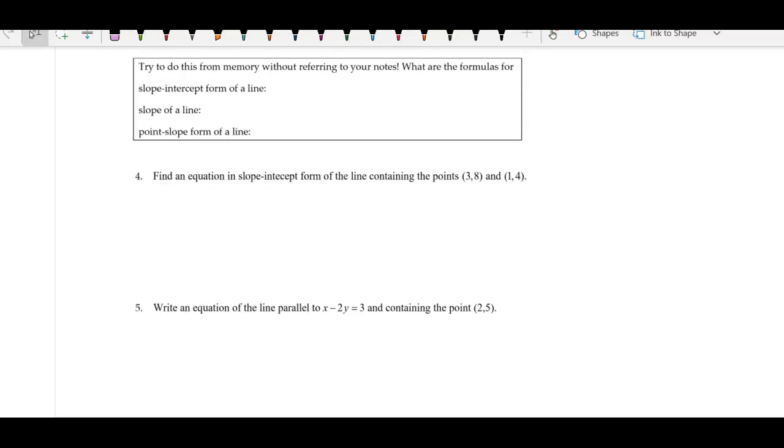All right, so somebody share with me what you got there. What is slope-intercept form? Is that one the slope equals y2 minus y1, and that's the slope of the line? Yep, so slope of the line.